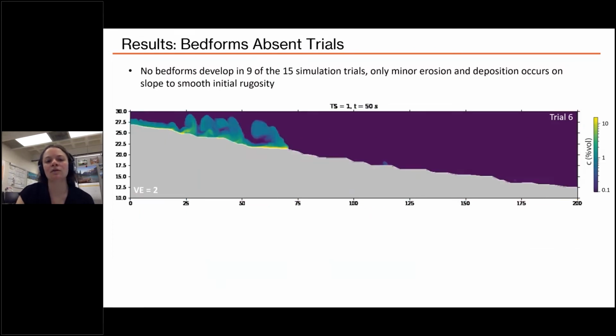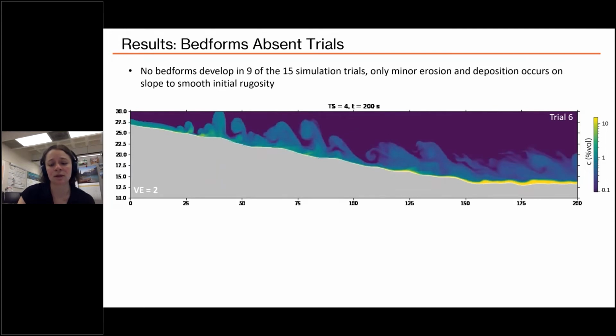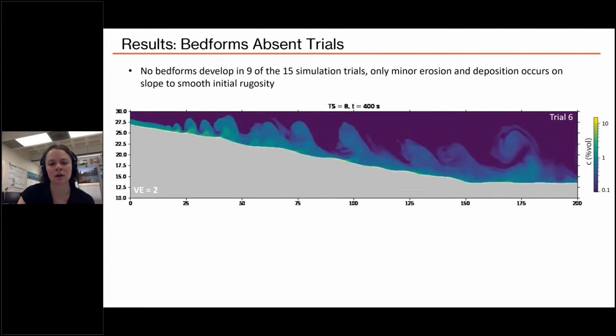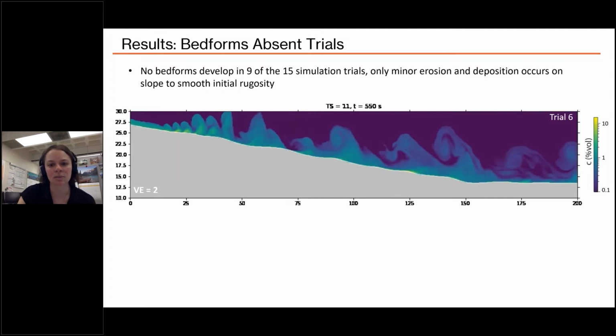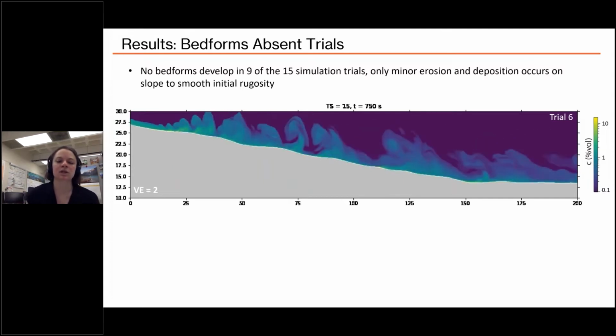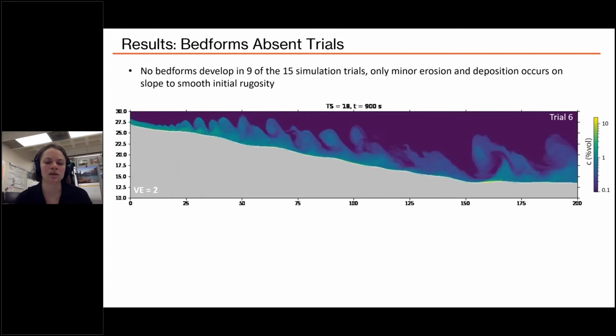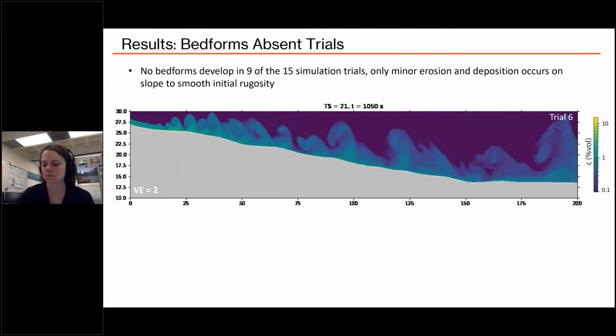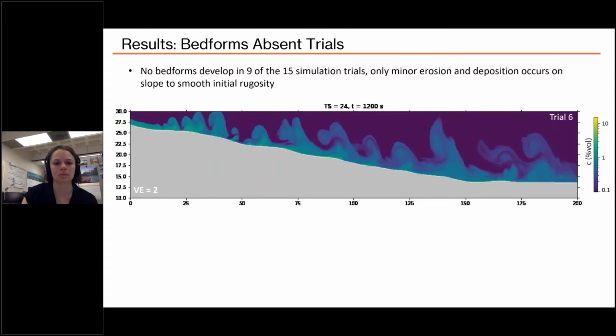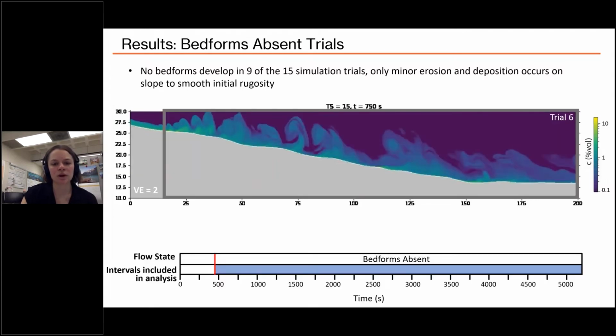In the remaining 9 of the 15 simulation trials, no bedforms developed, so I'll play a video from one of these trials. Again, there's some initial erosion by the head of the turbidity current, but after this, not too much happens on the slope. There is some minor deposition that mainly acts to smooth the initial rugosity. These trials were analyzed over a region of the slope away from the flow inlet that's highlighted by that gray box, and they make up a bedforms absent flow state.